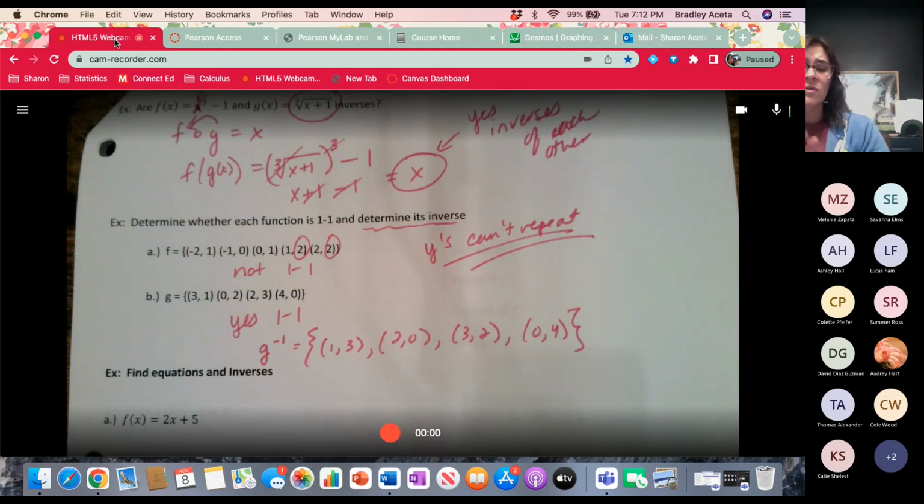So check a couple things. Check to make sure the y's don't repeat. And then if they don't repeat, all you have to do is just switch your x and y, and that's your inverse. Okay.